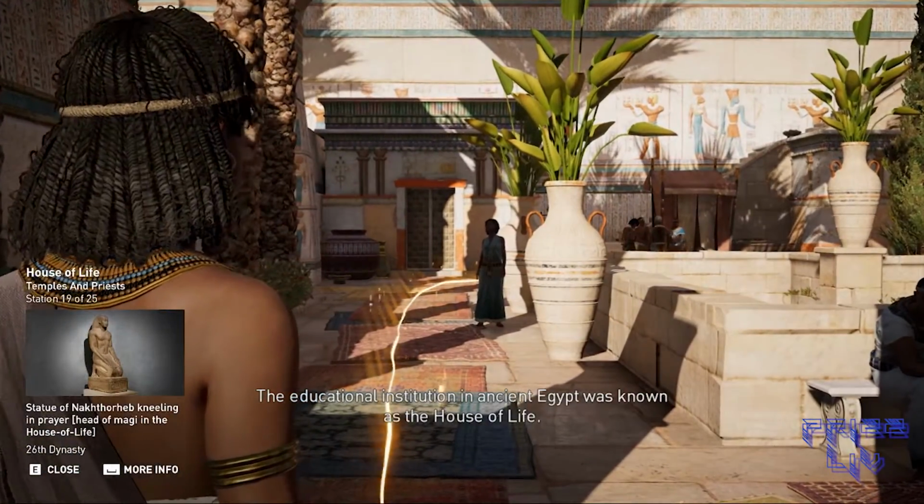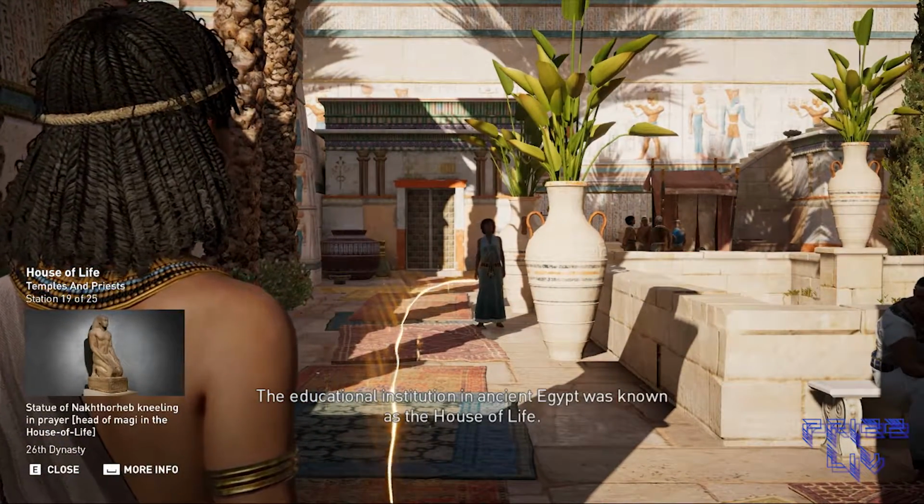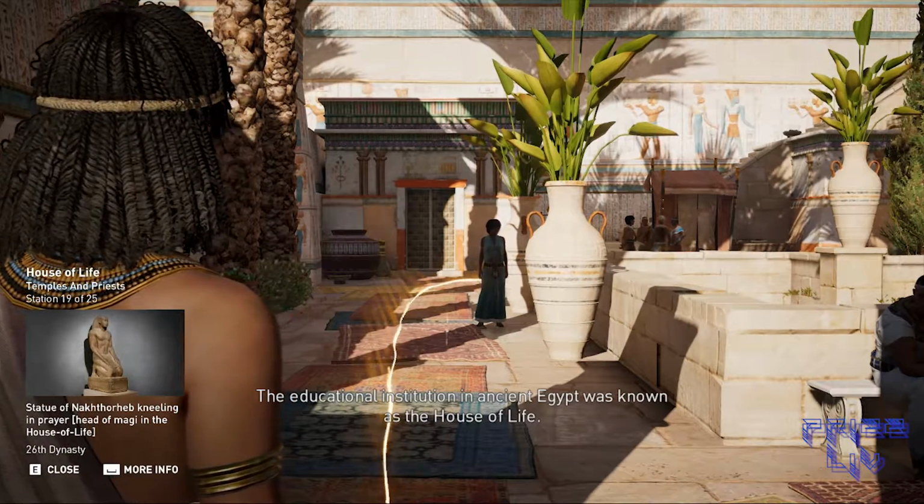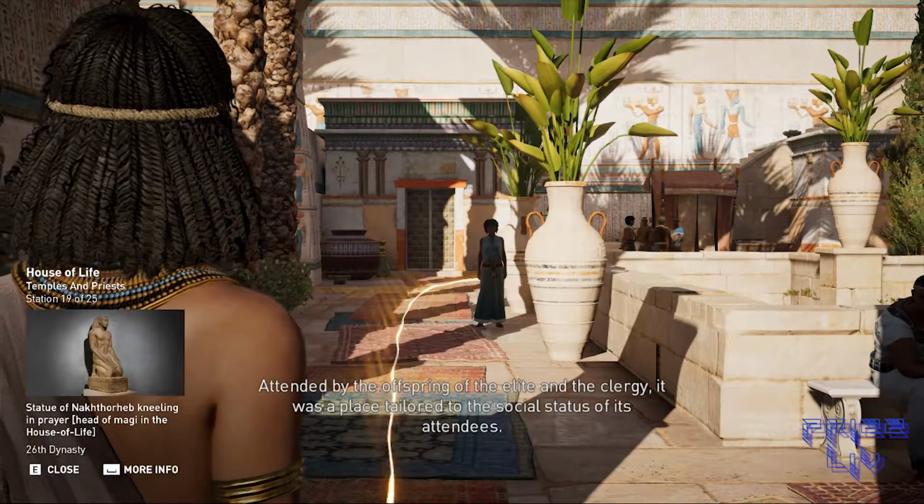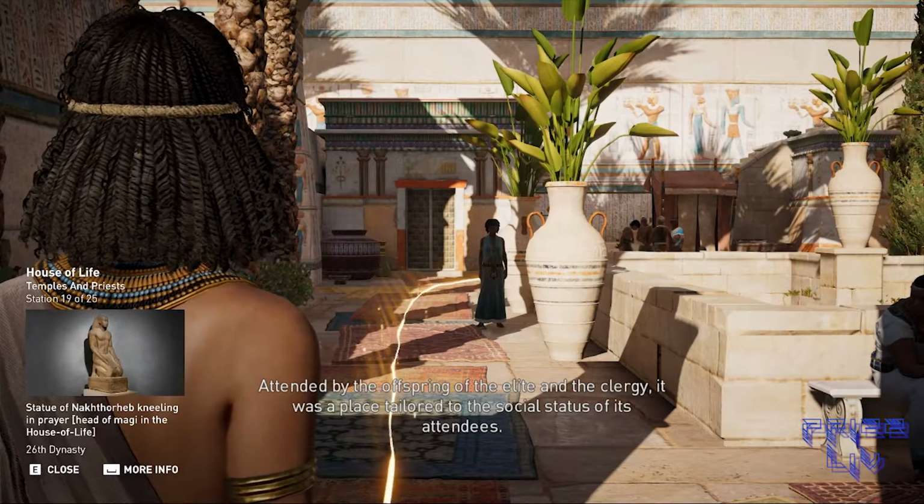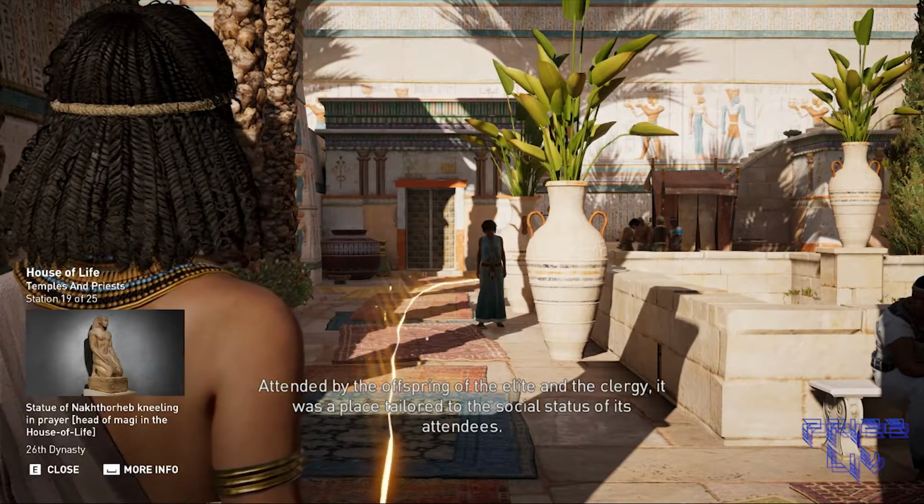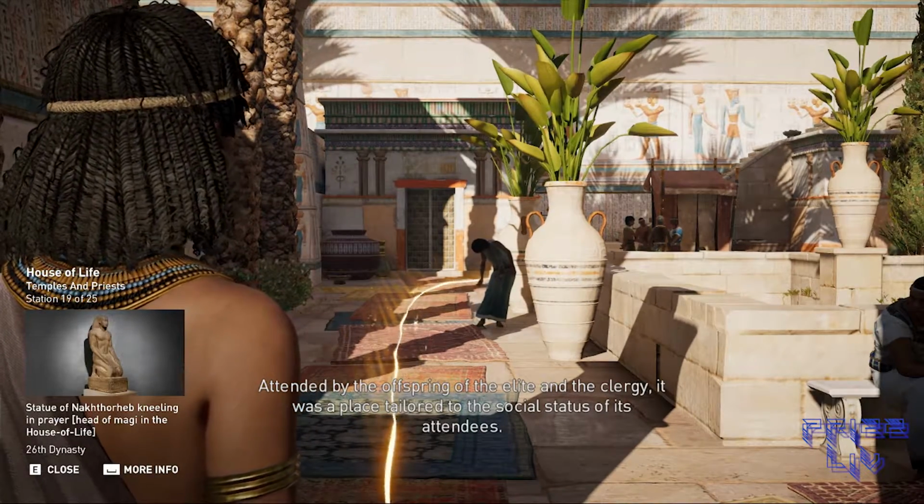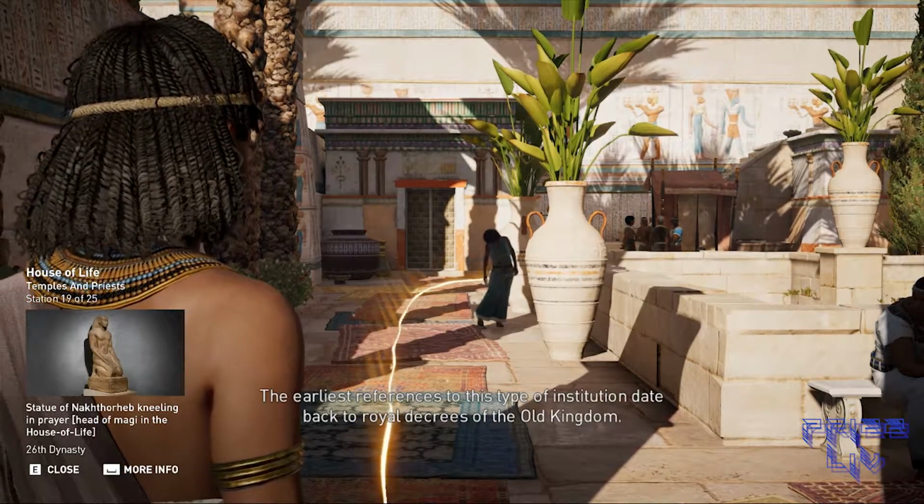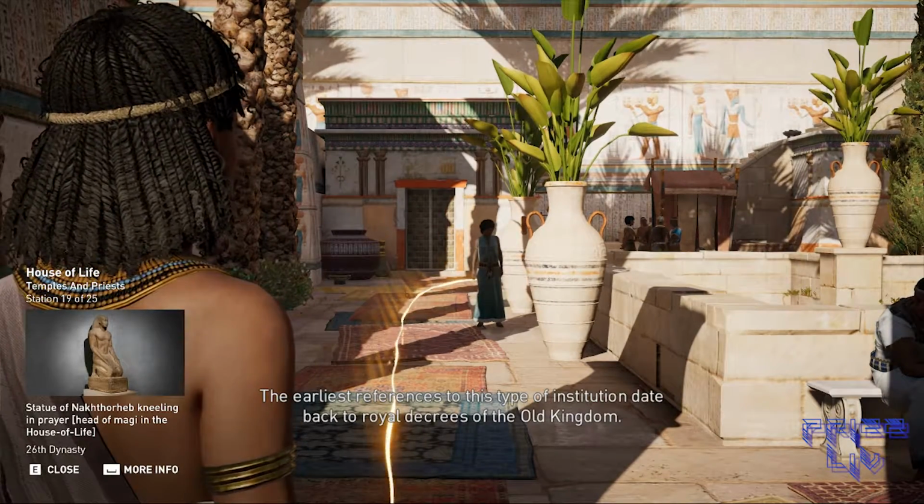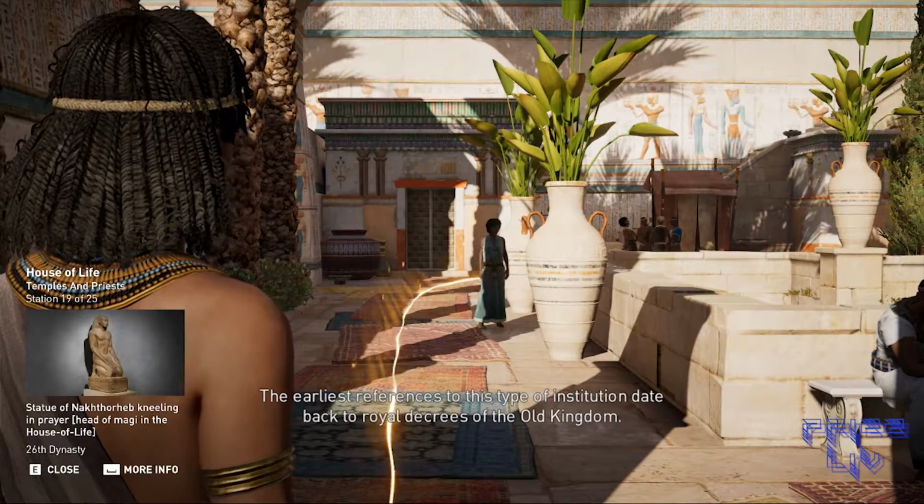The educational institution in ancient Egypt was known as the House of Life. Attended by the offspring of the elite and the clergy, it was a place tailored to the social status of its attendees. The earliest references to this type of institution date back to royal decrees of the Old Kingdom.